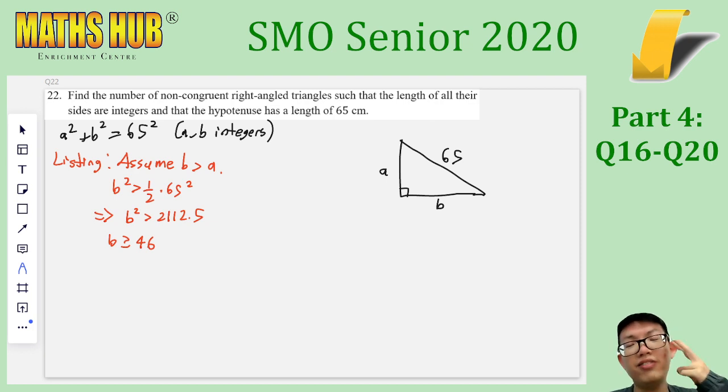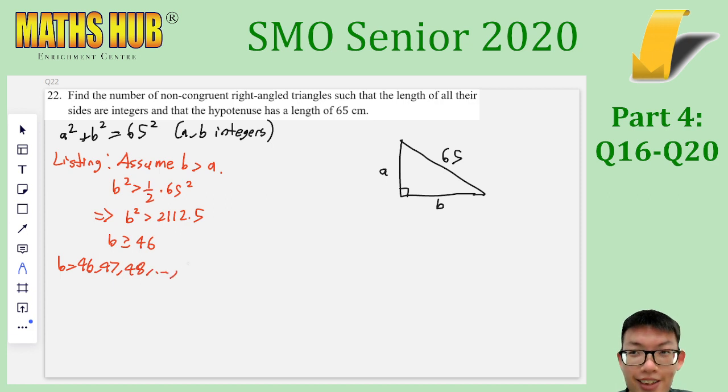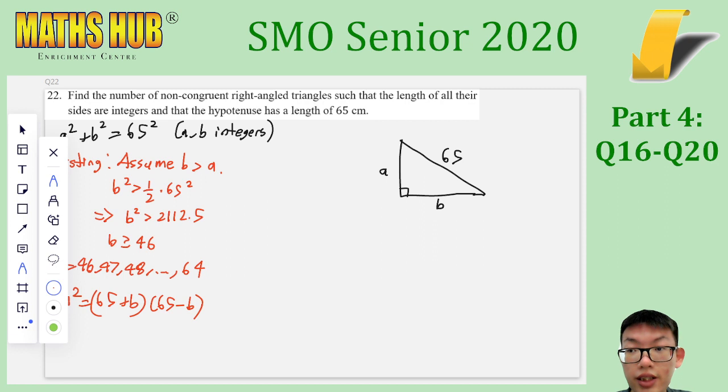Now this is not really very exciting because it tells us that, oh no, I have to check b equals 46, 47, 48, and so on until 64. But a slight consolation is that we can write it using a difference of squares. So a squared is 65 plus b, 65 minus b, and so for all these values of b, we just check whether the outcome is a square.